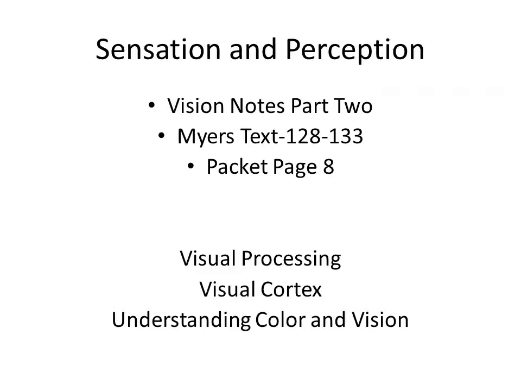Okay, class, this is the Vision Notes Part 2 on Sensation and Perception. Most of the information is taken from the Myers textbook, page 128 to 133. I would fill out page 8 in your packet. What this is going to talk about is visual processing. It's going to talk a little bit about the visual cortex and how we understand color in our vision.